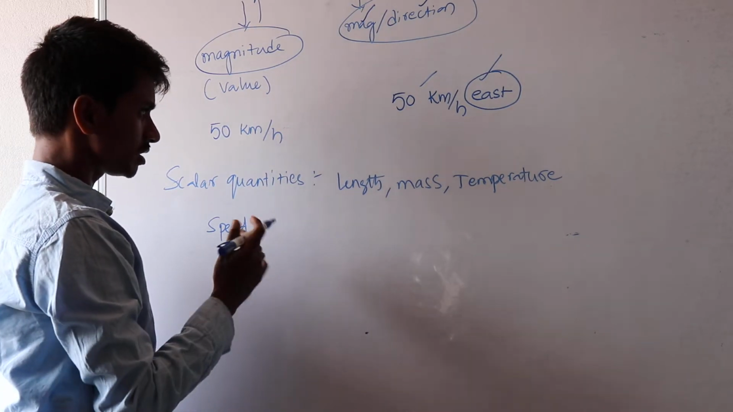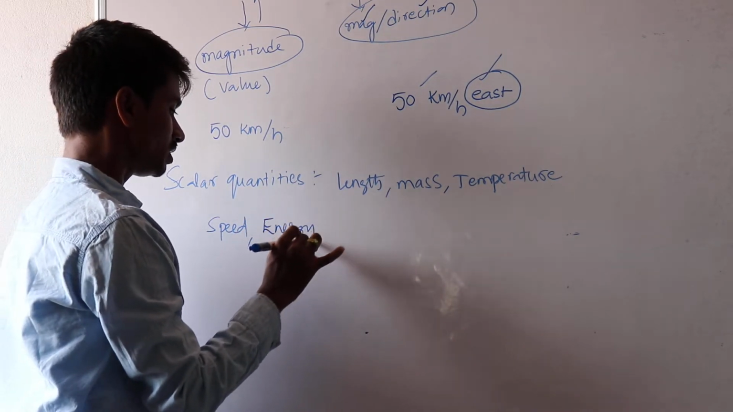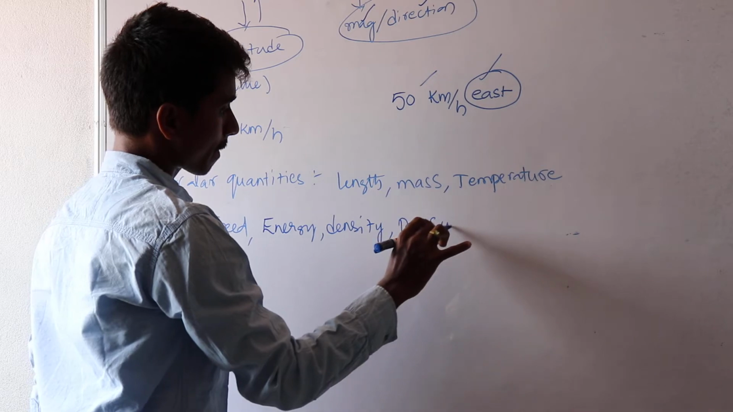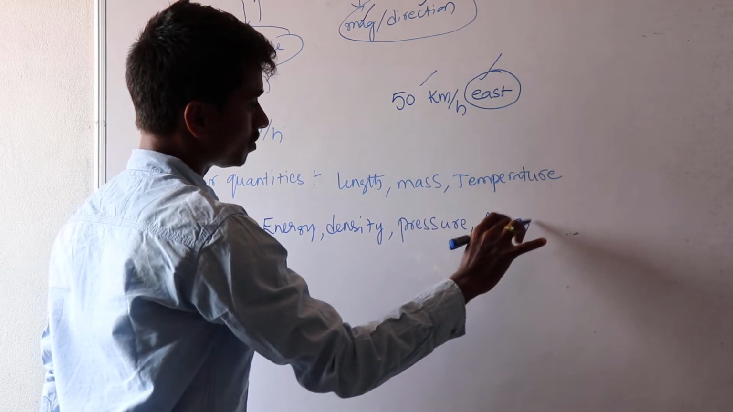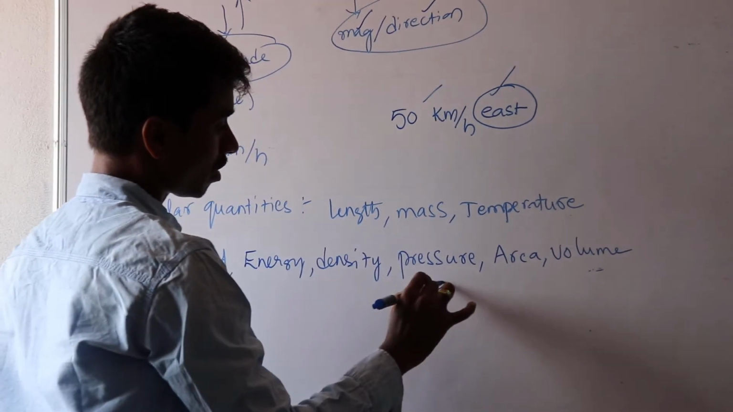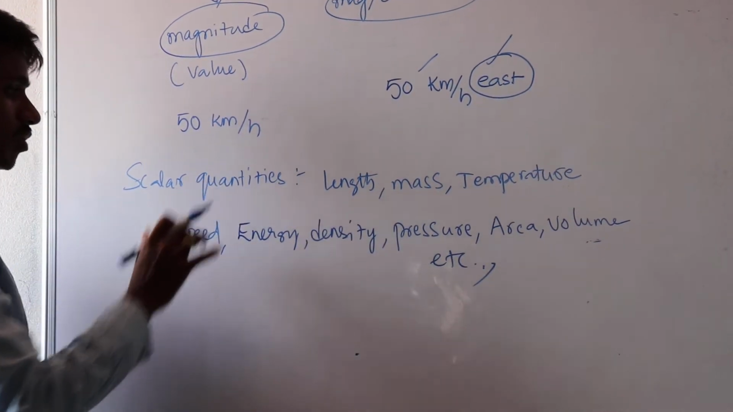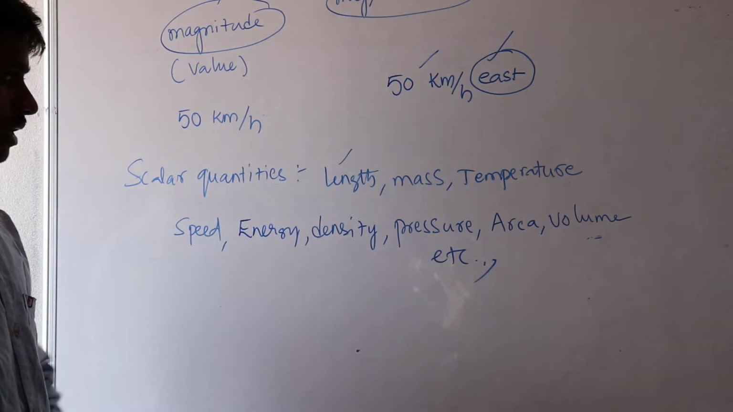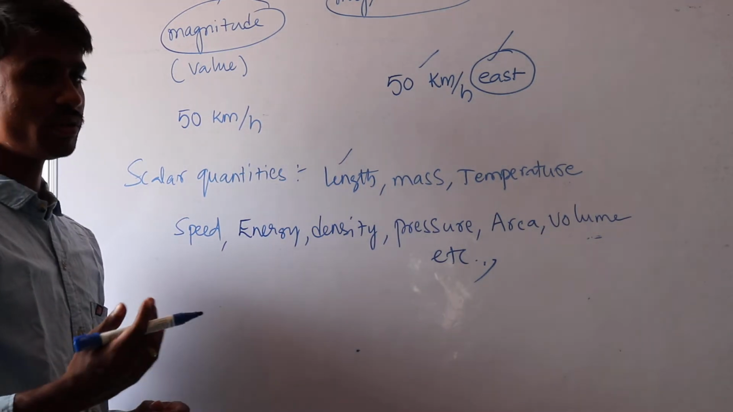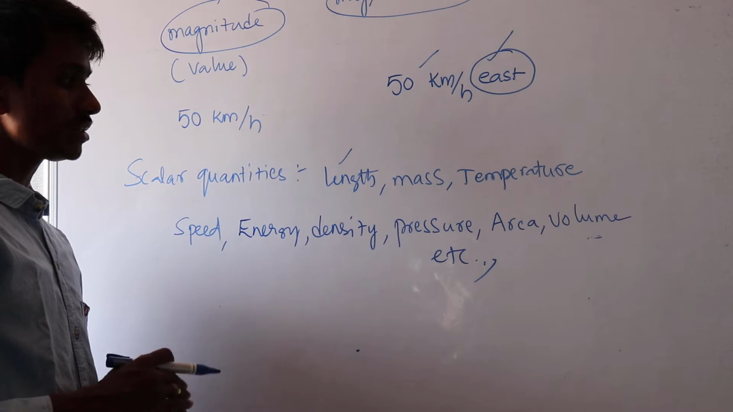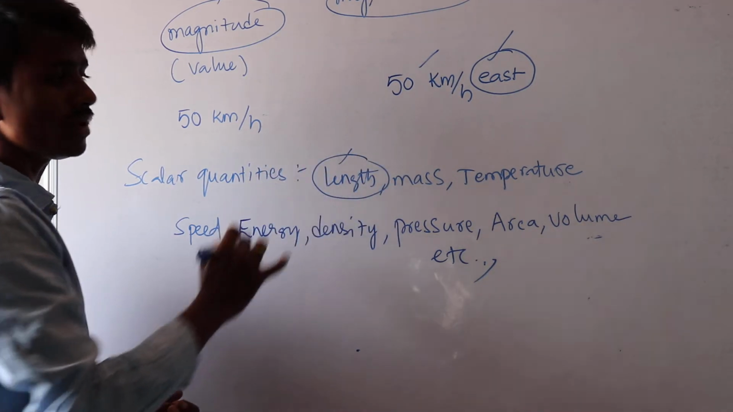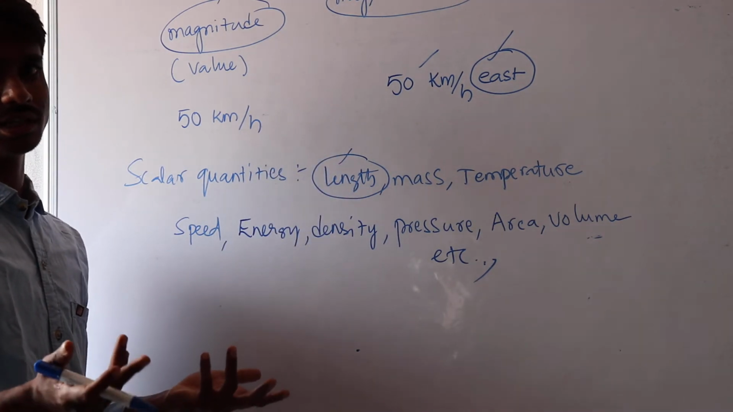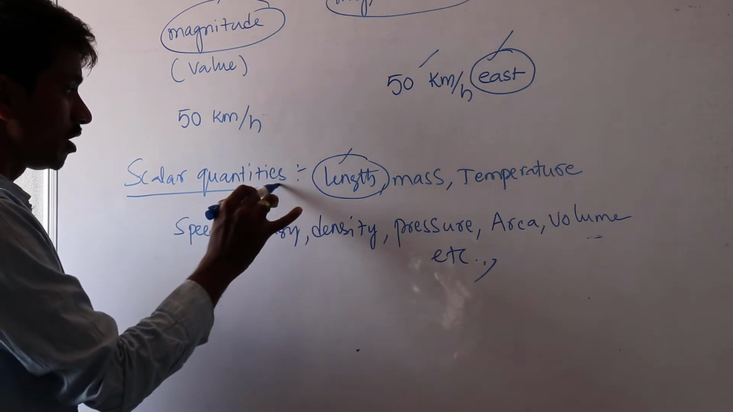Speed is next, then energy, density, pressure, area, volume, etc. All these come under the category of scalar quantities. Suppose you want to buy some cloth, you go to a cloth market and you need some length of cloth. Length doesn't have any direction, east or west, so we call it a scalar quantity.